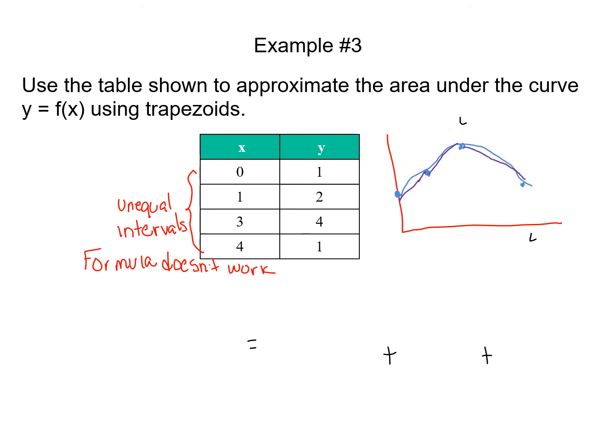Okay, so this is what this looks like. I was trying to sketch it, but you have to just forgive my rough drawing. So each of these is a trapezoid. So we're going to find the area of each trapezoid individually.